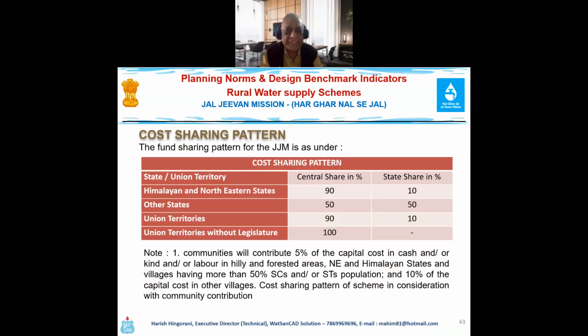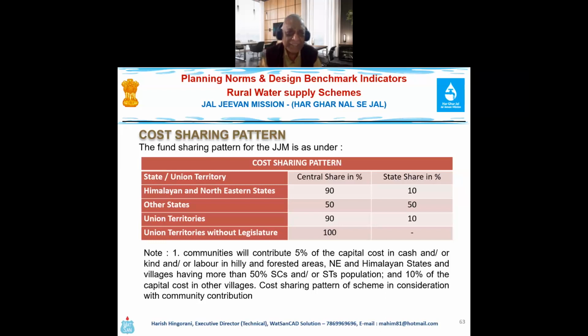So basically, this is the cost sharing system proposed in the JJM guidelines. In Himalayan and Northeast states, it is 90-10, where 90 is the central share and 10 is the state share; for others it is 50-50. For Union Territories with legislation, it is 90-10, and for Union Territories without legislation, it is 100%.